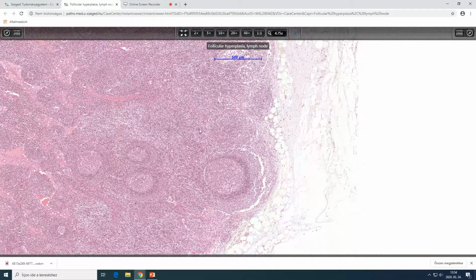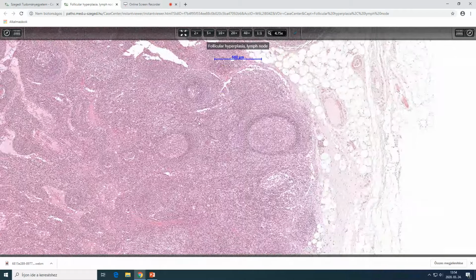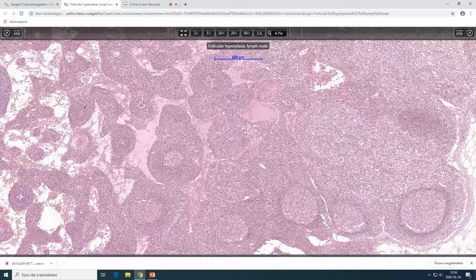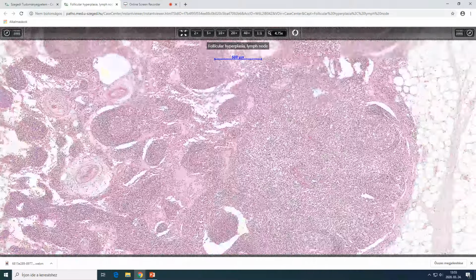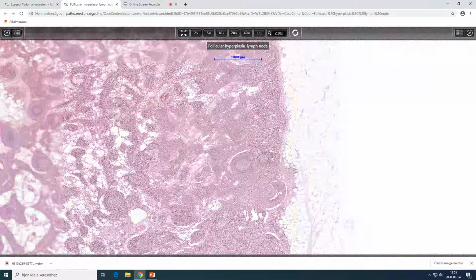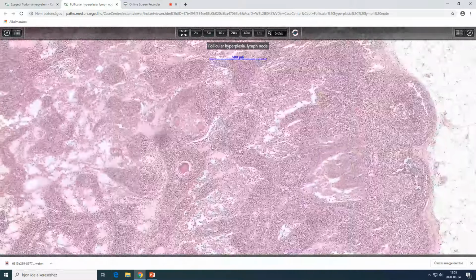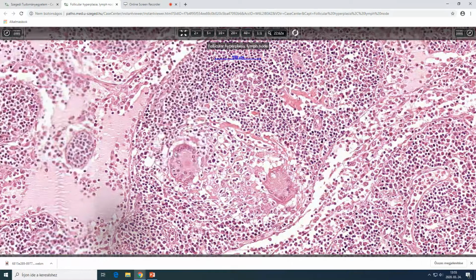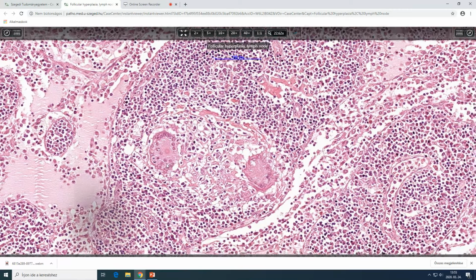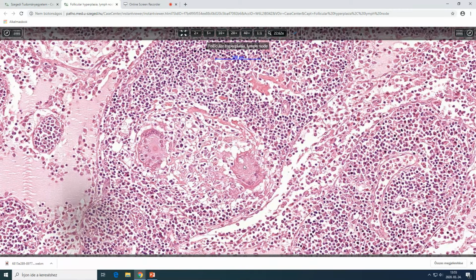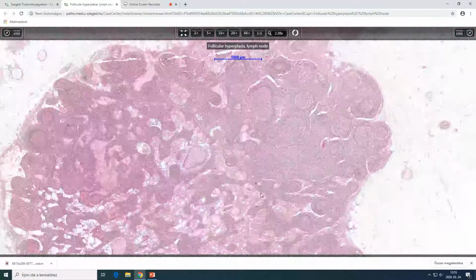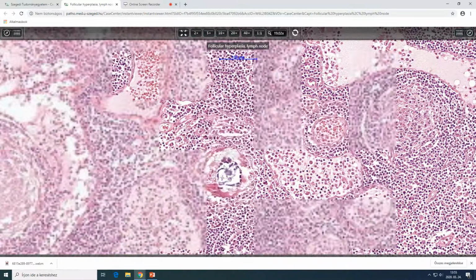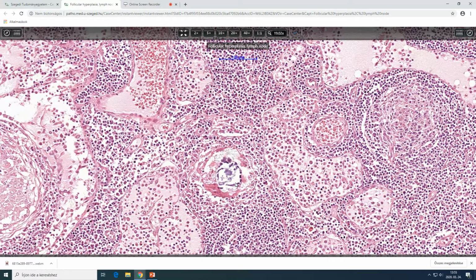So this is a follicle, and if we scan through this slide, we can also see some interesting areas with some funny looking cells I hope you are familiar with. These are multinucleated foreign body type giant cells, in which we can see some kind of foreign body in their cytoplasm.